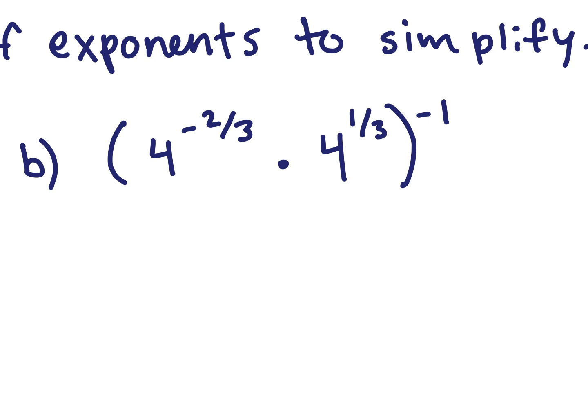What could I do first here? I could distribute the -1. What else could I do first? Did anybody do anything different? If I'm multiplying and they have the same base, how can I combine them together? Add the exponents. So I can add the exponents. This would be 4 to the -2/3 power plus 1/3. So perfect. Here they already have common denominators. So when I add these two together, what do I get? The -1/3.